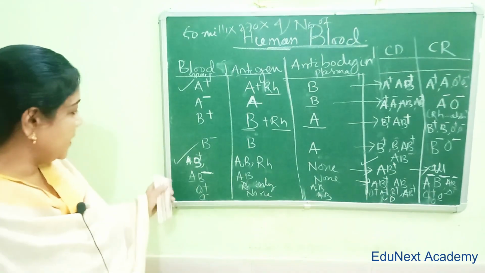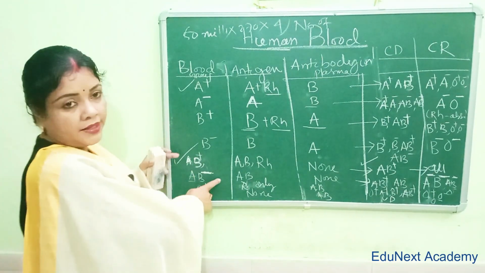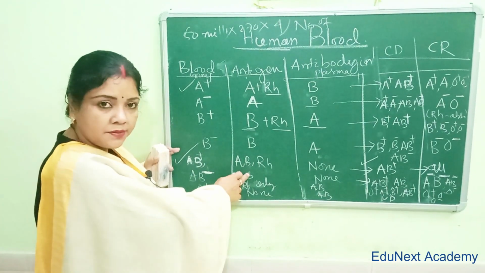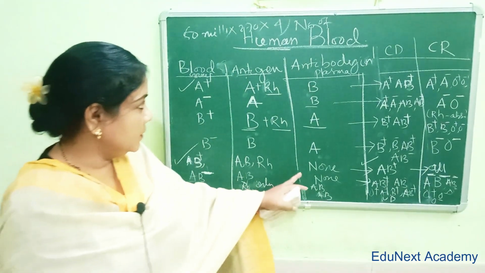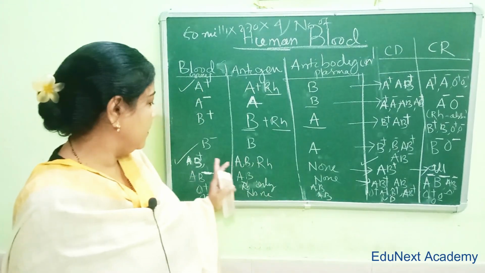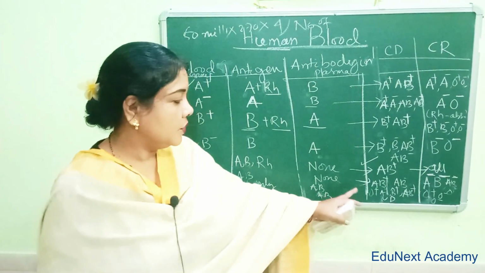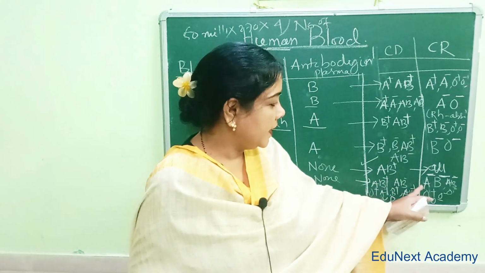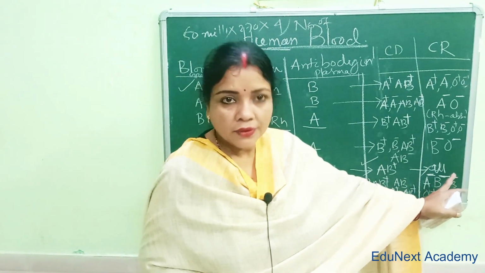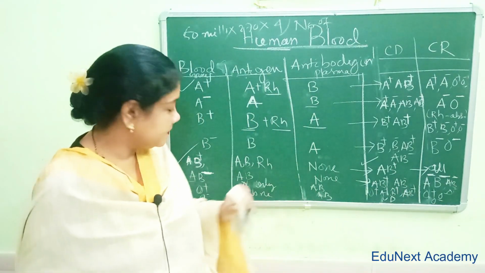Okay. Now next come to AB negative. AB negative means AB antigen is present, but no rhesus factor. None of the antibody is present, like AB positive, but it can donate to AB positive and AB negative, and it can receive from A negative, B negative, and AB negative. Okay, this table is very important.